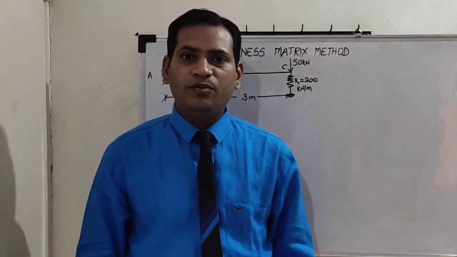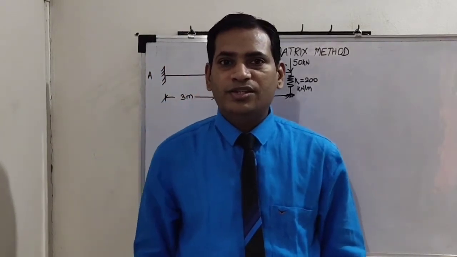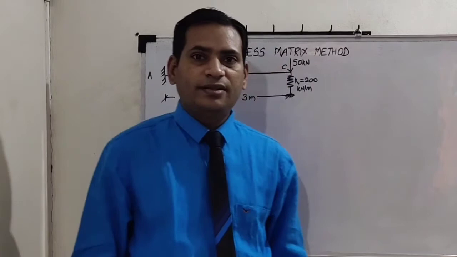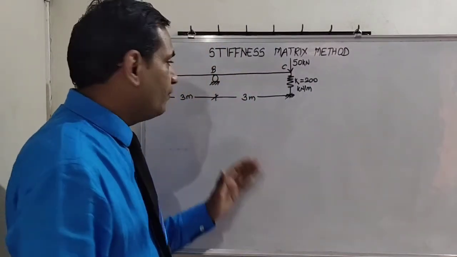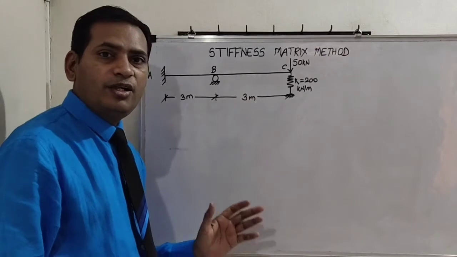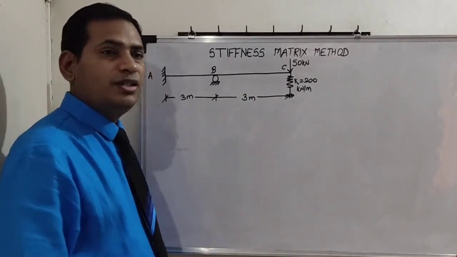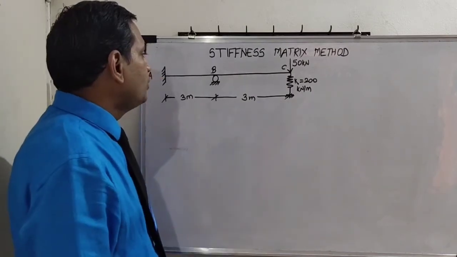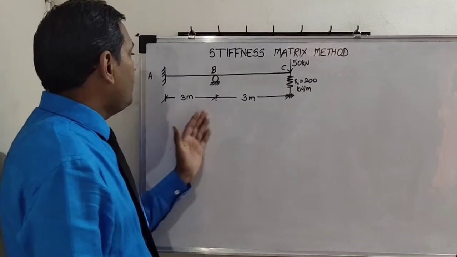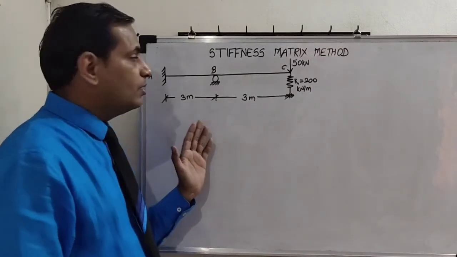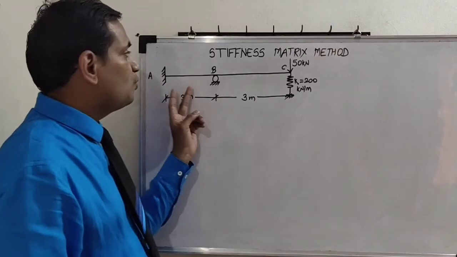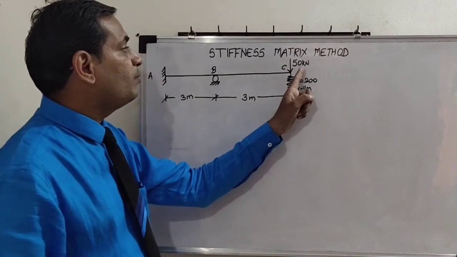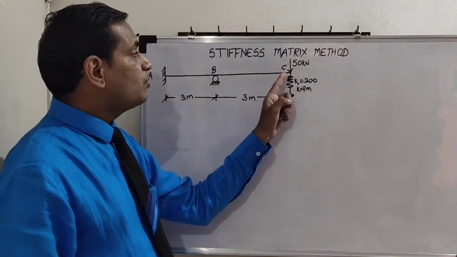Today we have a different problem and there is some difficulty level that you have to understand. So let us start with the analysis of this particular two-span continuous beam where we can see a new type of support, spring support. As you can see, AB and BC both spans are 3 meters each, and there is no intermediate loading on spans AB as well as BC. There is only one 50 kN point load vertically downward on joint C.